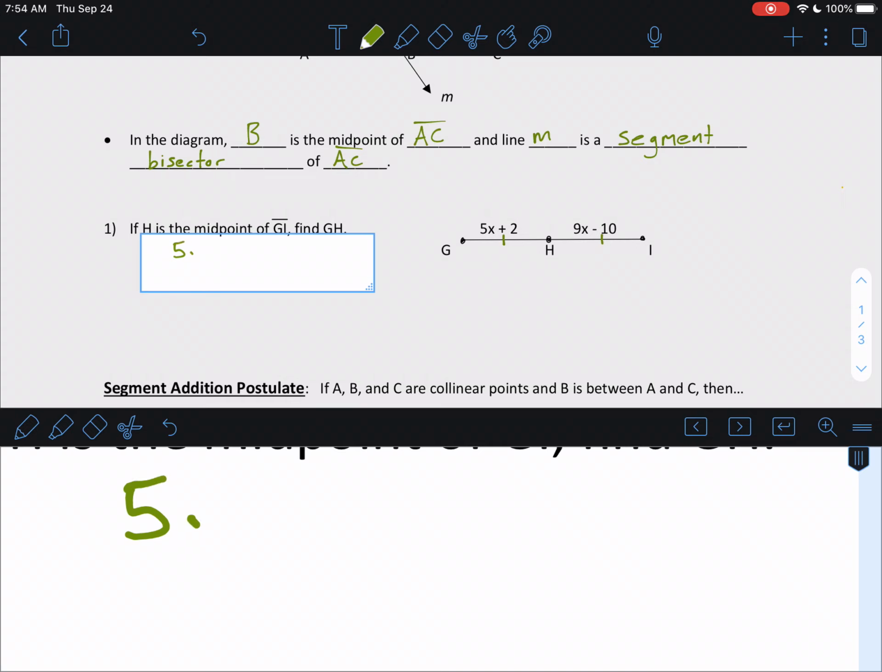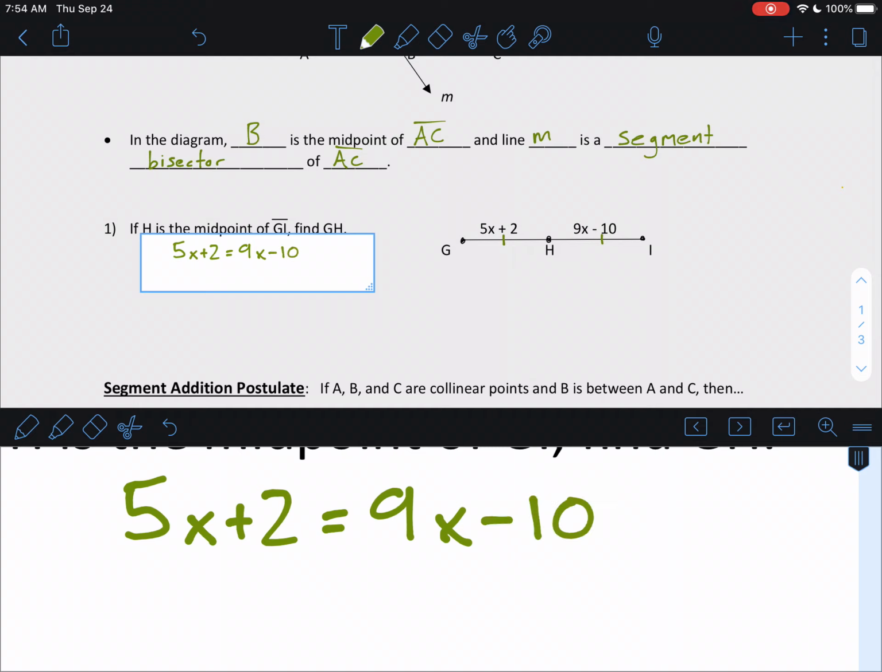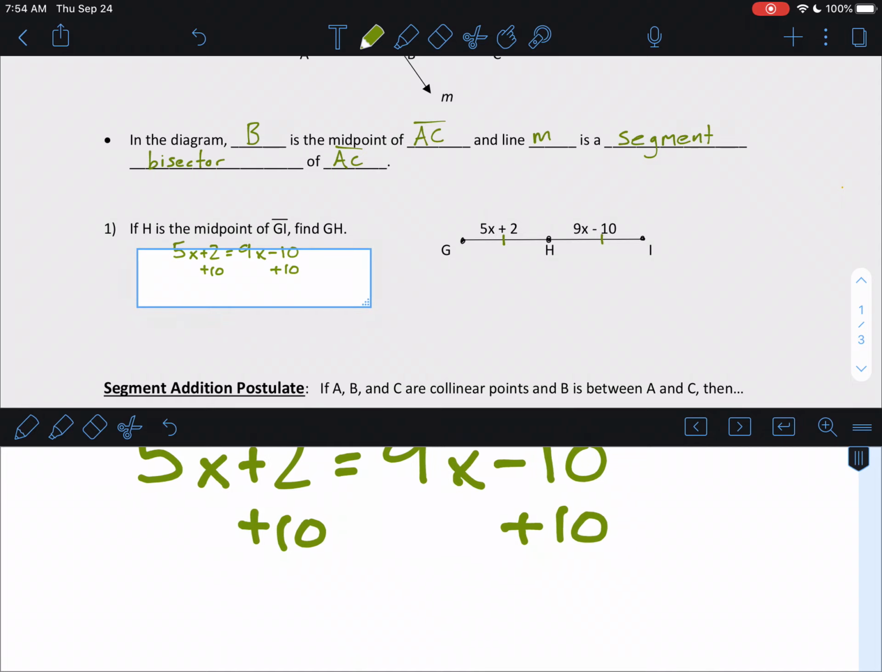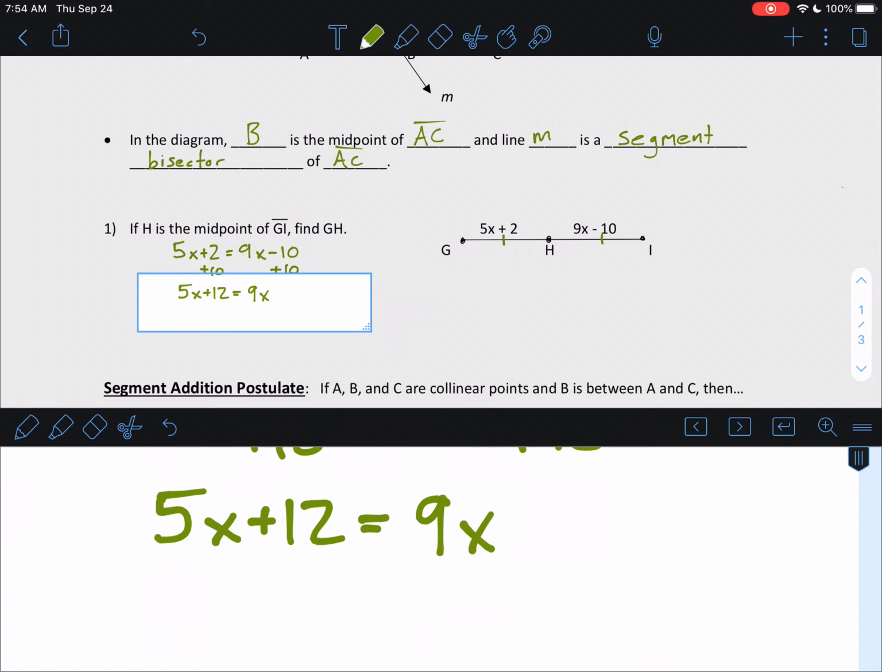I have 5x plus 2 equals 9x minus 10. And I just want to solve for x here. Because even though the question is find GH, I can't find GH unless I know what x is. So I will add 10 to both sides. And once I do, I got 5x plus 12 equals 9x. And then I'll subtract 5x from both sides.